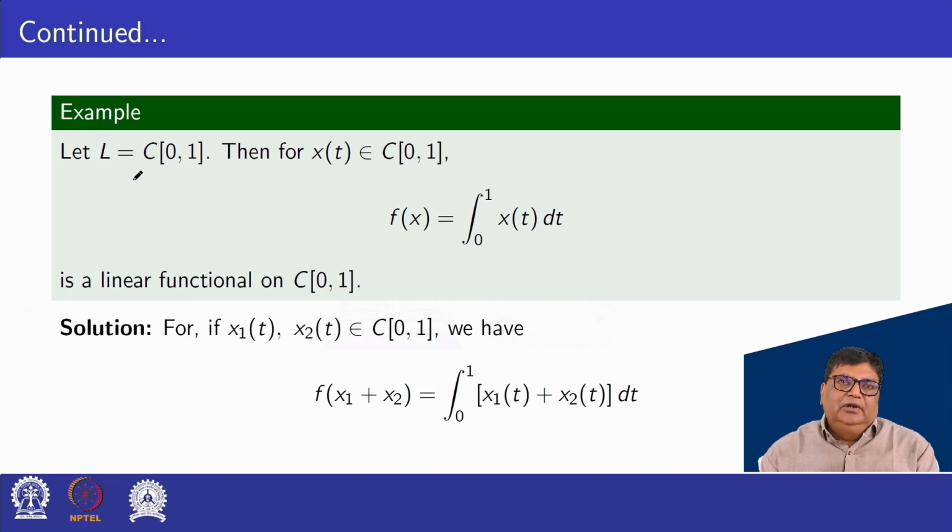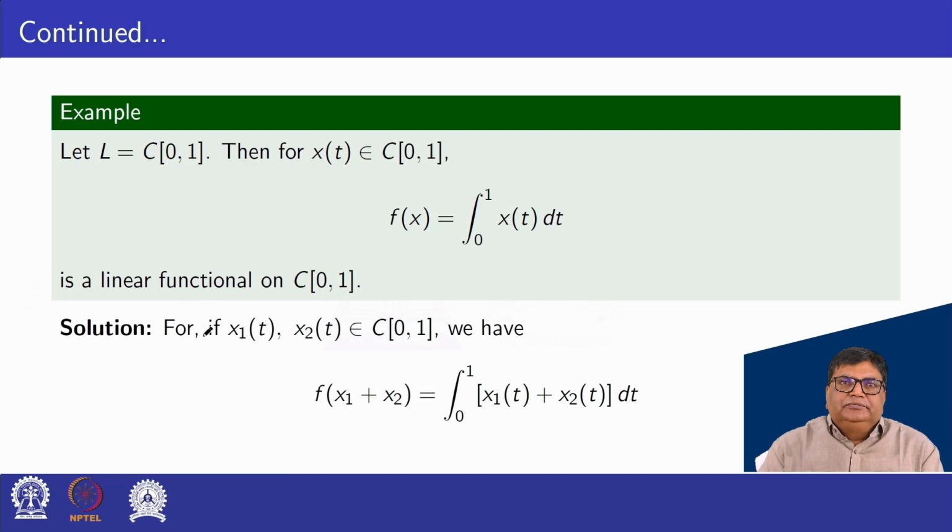For example, let vector space L be equal to C[0,1]. C[0,1] means the set of all continuous functions on the closed interval 0 to 1. Then for x(t) belonging to C[0,1], the function x(t) is an element of C[0,1]. Define f(x) equal to the integral from 0 to 1 of x(t) dt; this is a linear functional on C[0,1].